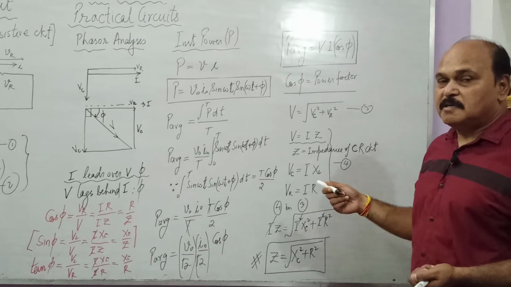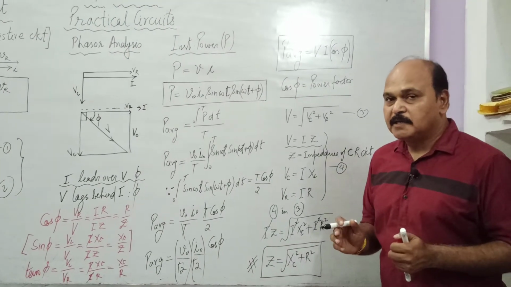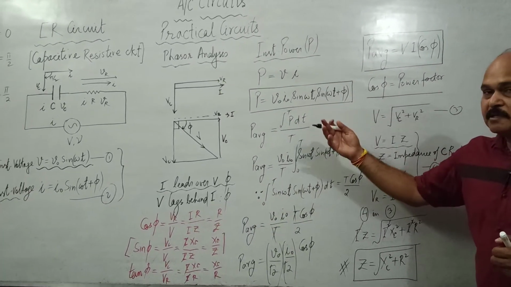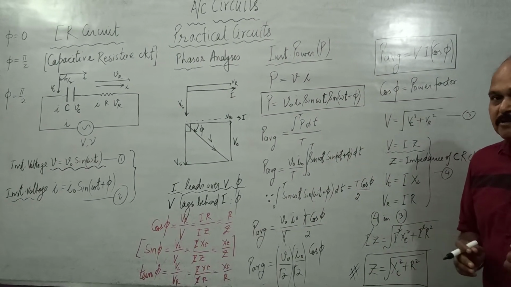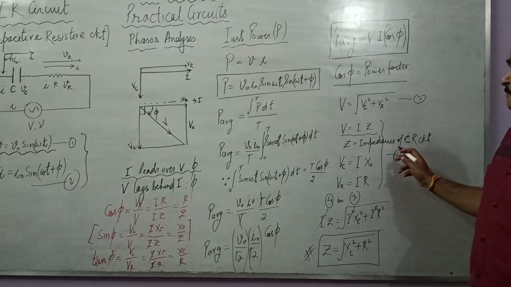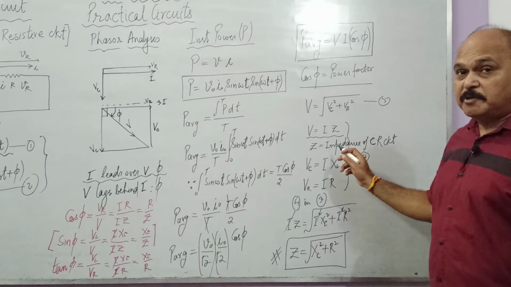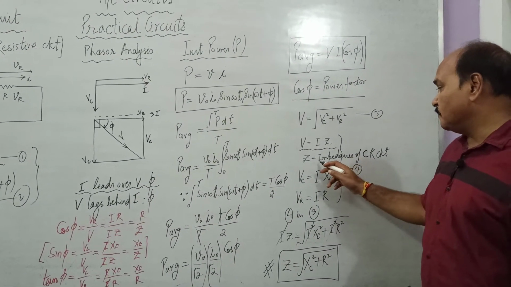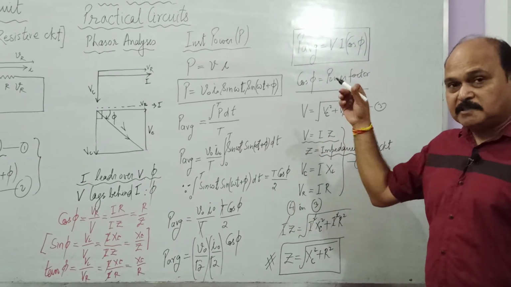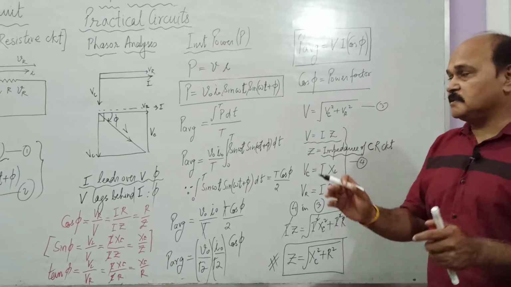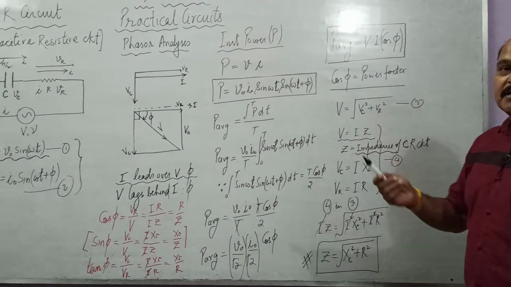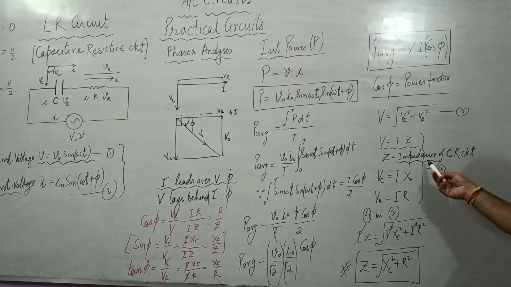Impedance is the obstruction offered by capacitor and resistor together. The combination of reactance and resistance is what is called impedance. We cannot change this nomenclature. We cannot use any other word other than impedance, because impedance itself means the combination of reactance and resistance. Reactance is provided by the capacitor and resistance is provided by the resistor. The combination of the two is impedance.